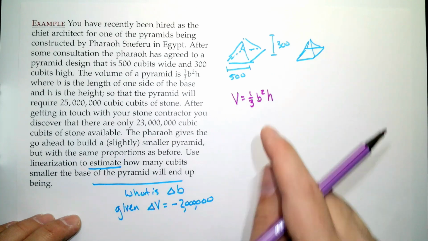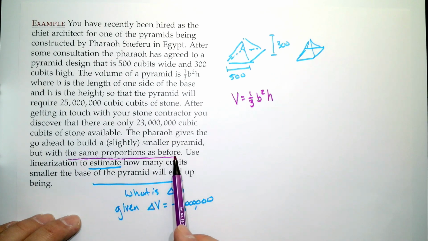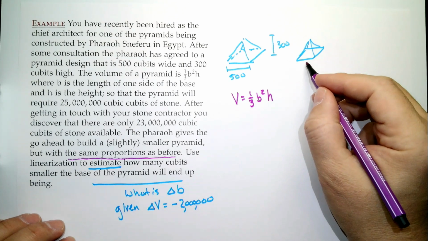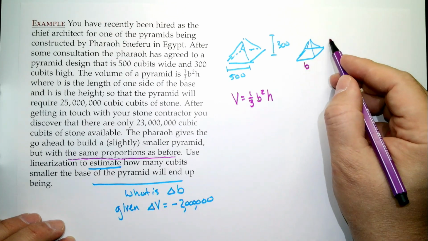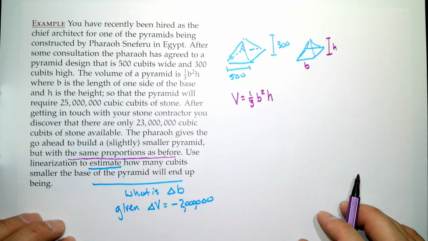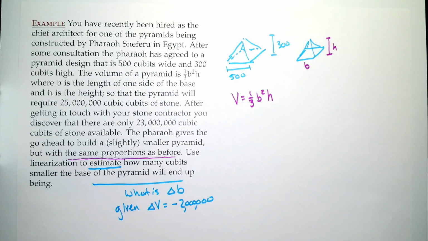Notice there's a key phrase here: same proportions. So that means that when we shrink b, we should also shrink h. So what we should do is look at the proportion of b to h. If we think of our pyramid, here's our generic pyramid. It's b cubits on the side, h cubits high. These two are proportional, which means I just scaled the big one down to get the smaller one.